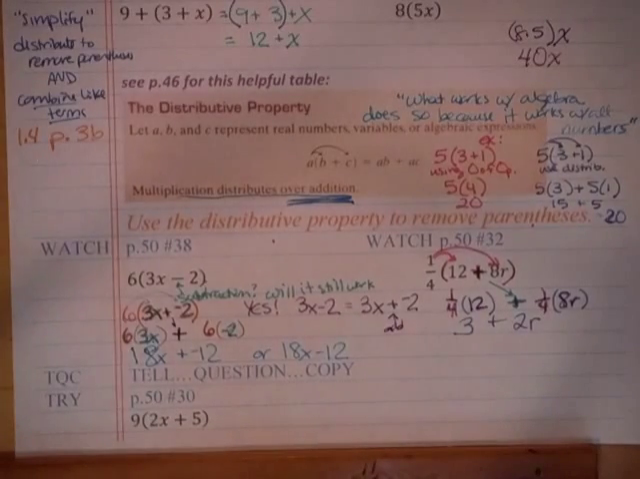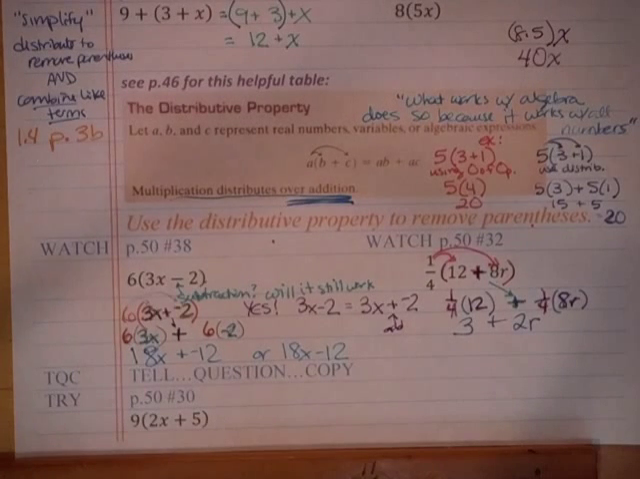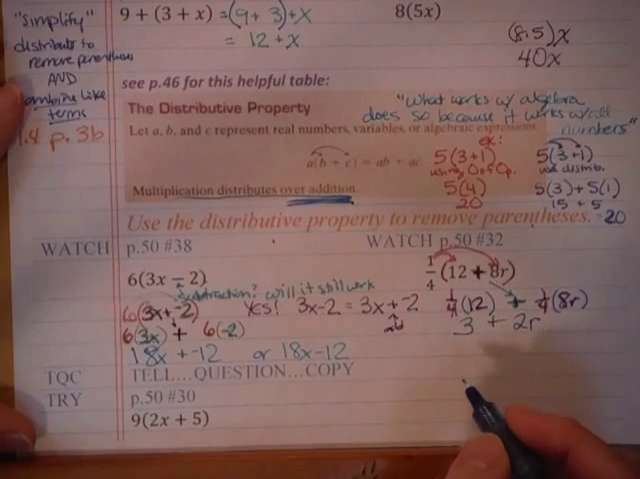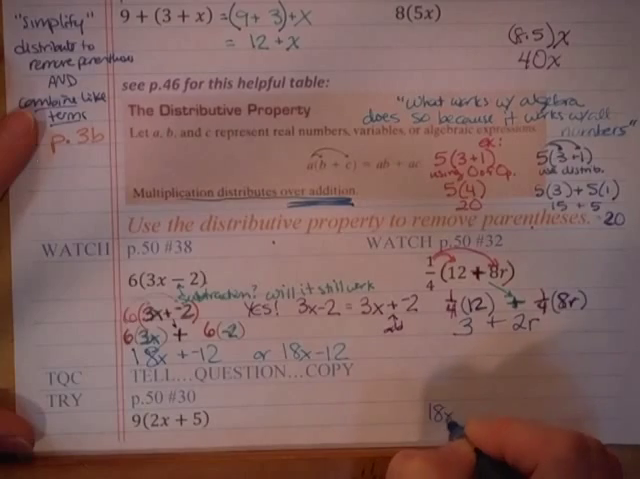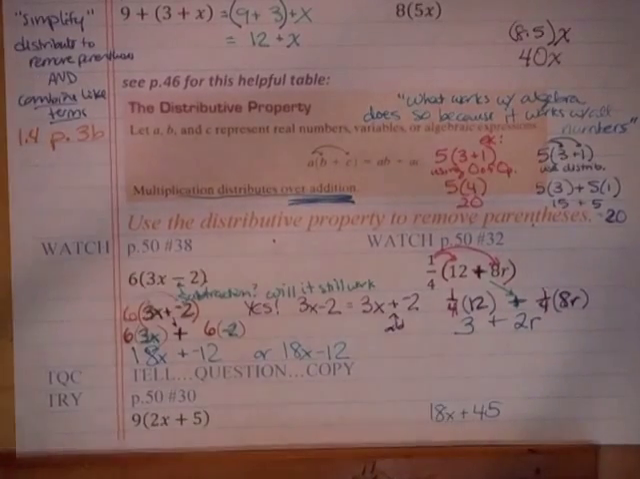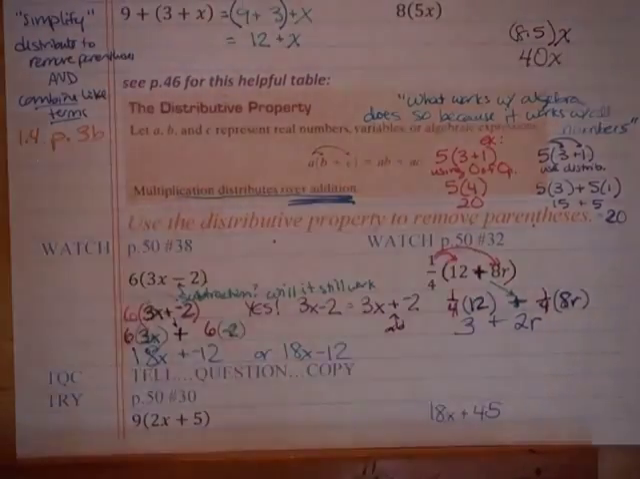All right, you try number 30 and press the pause button until you're ready to see the answer. And here it is. When you distribute that 9, you end up with 18x plus 45. It takes care of page 3 for us.